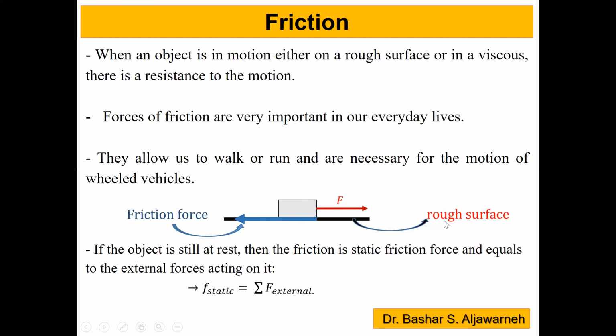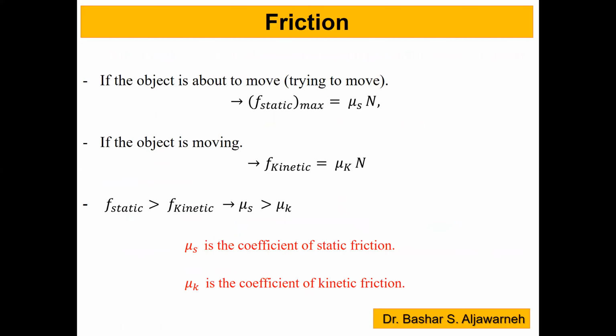Now, the second type of friction force occurs when my object is about to move. Therefore, the static friction here will be the maximum value of the static friction, which is f static maximum equals mu s times N. As we know from before, N is the normal force in units of Newtons. Mu s here is the coefficient of static friction.